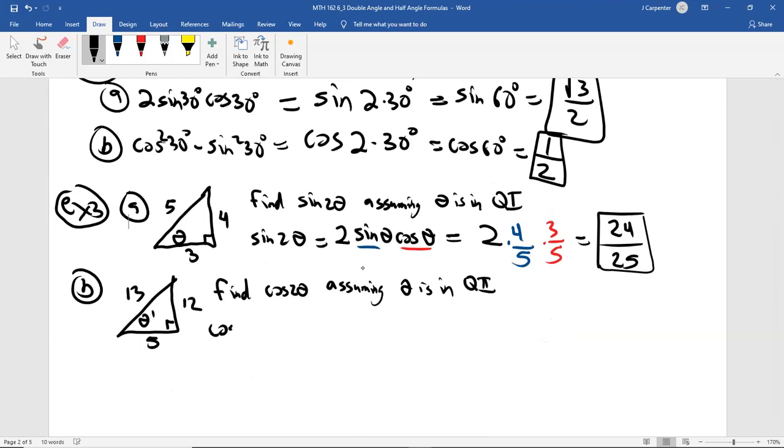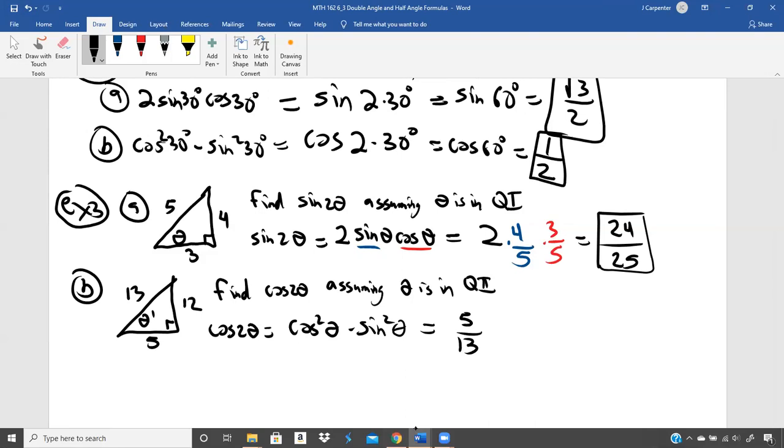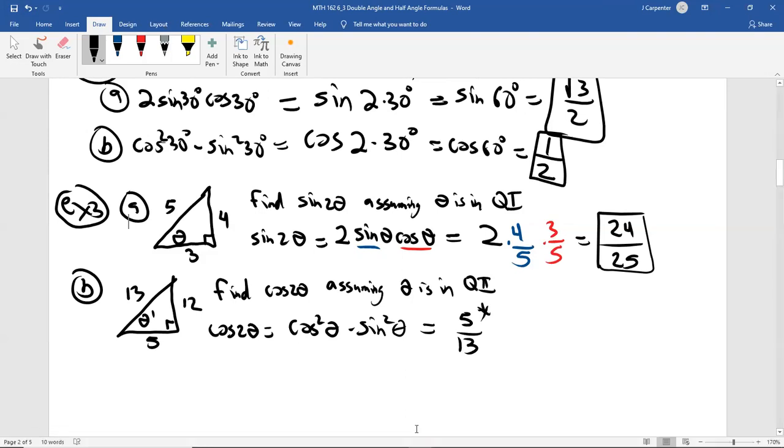So I'm going to do the one that I think is easier to remember, the cosine squared minus sine squared. So I'll even write out that formula just to start things. So cosine squared minus sine squared. So you're going to do the cosines and the sines and then square the results. So the cosine of this theta prime would be adjacent over the hypotenuse, which would be 5/13 just looking at the triangle, but that's wrong.